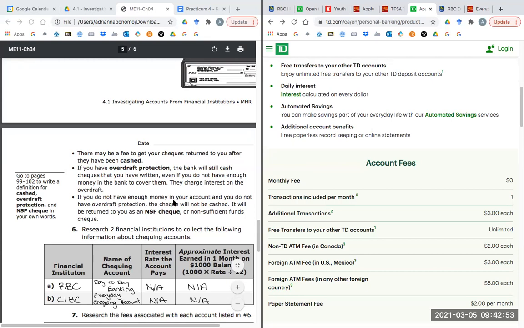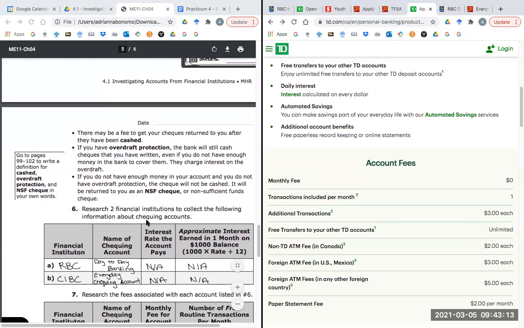If you do not have enough money in your account and you do not have overdraft protection, the check will not be cashed. So that's the other end of the stick: if you write a check for an amount that you don't have money for and you don't have overdraft protection, the check will not be cashed at all. It will be returned to you as an NSF check, which means non-sufficient funds.